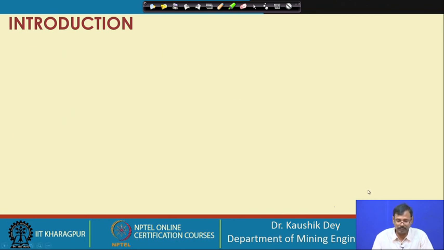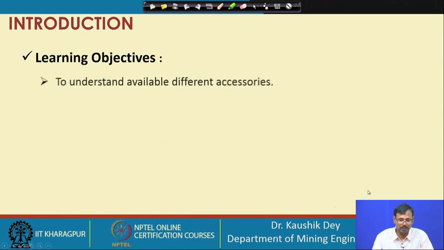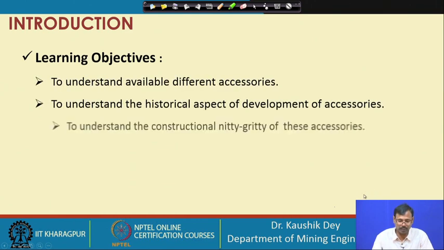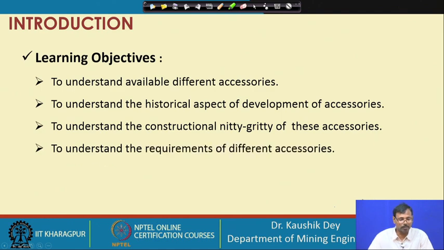But before that, let us once again view the learning objectives, as they are more or less the same as in the last lecture. The learning objectives are to understand the different accessories, the historical aspect of their development, the constructional nitty-gritty of those accessories, and the requirement of the different accessories, why they are required.